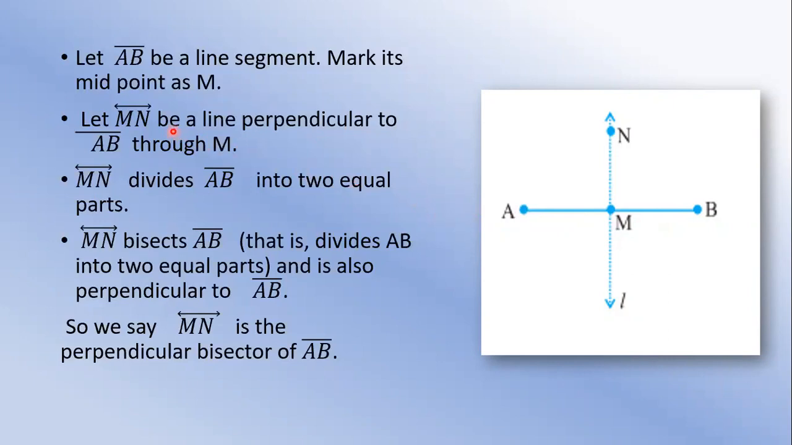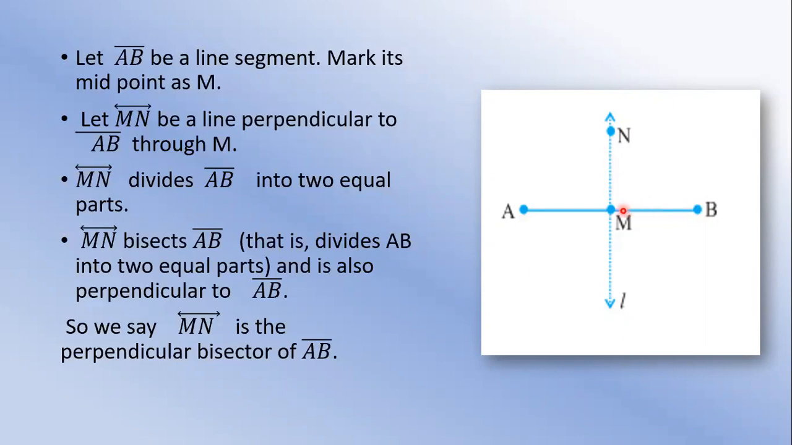Now let line MN be a line perpendicular to line segment AB through M. Now we are taking the line NM, which is perpendicular to line segment AB and passes through the point M. See, this line NM is perpendicular to line segment AB. Here, MN divides AB into two equal parts. Line NM divides the line segment AB into two equal parts. That means the distance AM is equal to the distance between B and M.